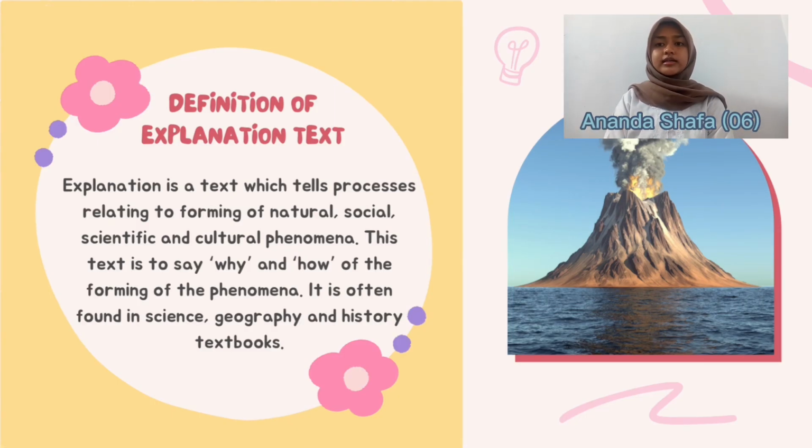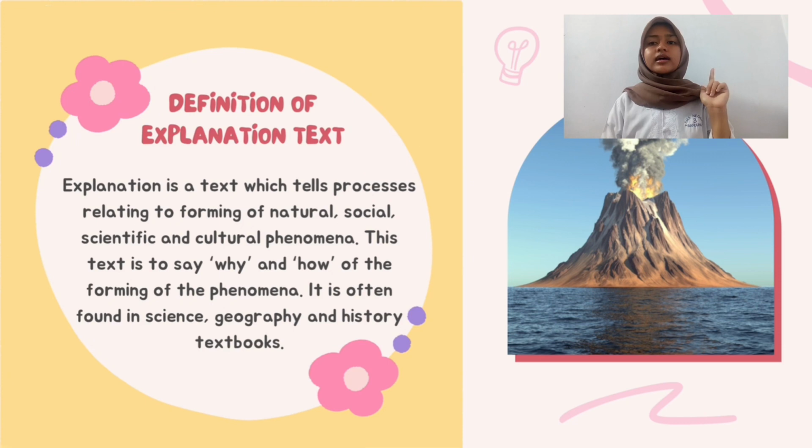Definitions of explanation text. Explanation text is a text which tells the process relating to the forming of natural, social, scientific, and cultural phenomena. Explanation text says why and how the phenomena form. It's often found in science, geography, and history textbooks. There are three main types of explanation that students in primary school might write: causal, sequential, and cyclical. Explanation text often tells you about the parts of the process, usually written in chronological order.